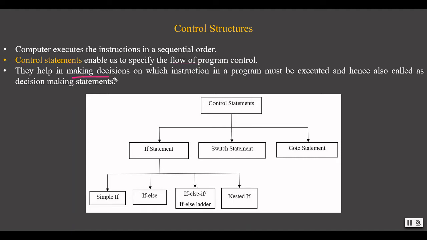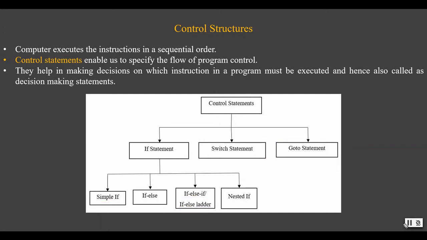These control statements help in making decisions on which instruction in a program must be executed. That is how they control the flow of program execution, and hence they are also called decision making statements. Control statements are classified into three categories: if statement, switch statement and goto statement. Within the if statement we have four types: simple if, if else, else if, also known as the if else ladder, and the nested if.